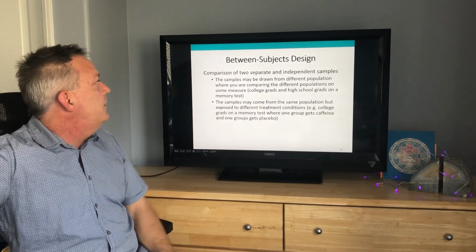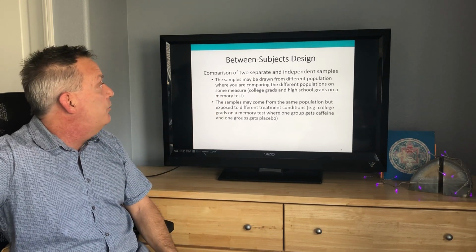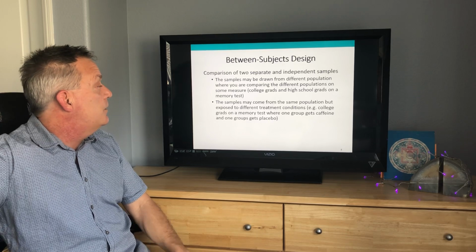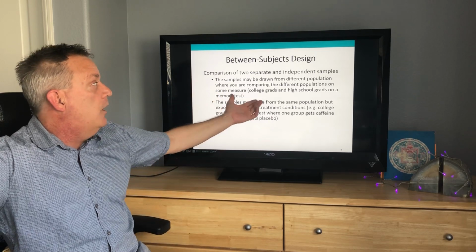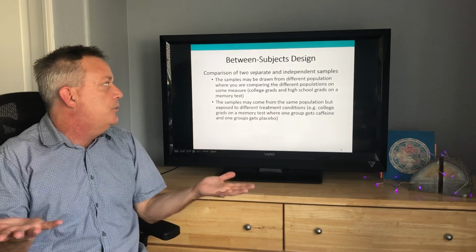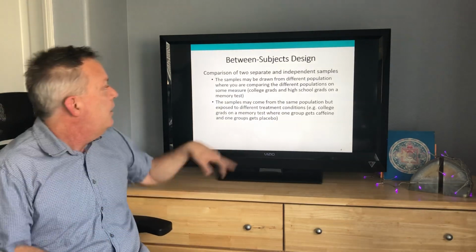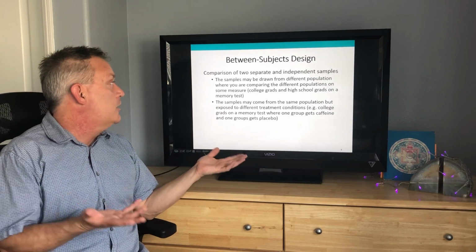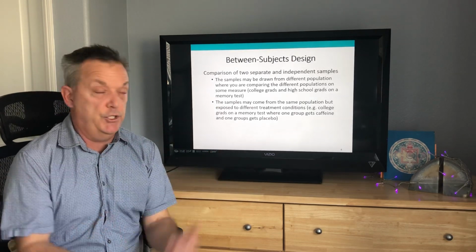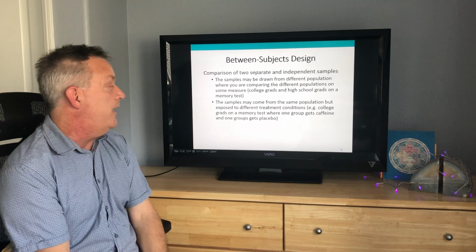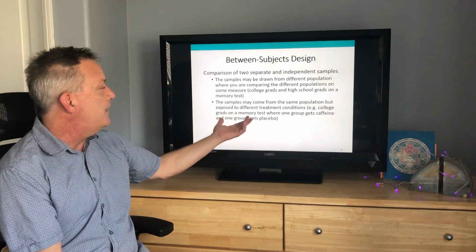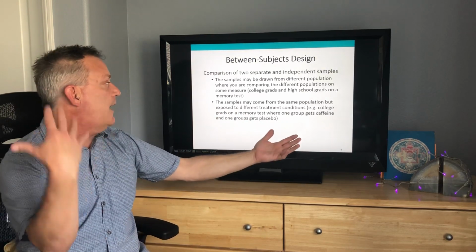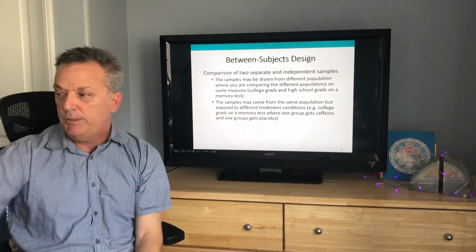Right here, the samples may be drawn from different populations where you're comparing the populations on some measure. For example, college grads versus high school grads on a memory test. Or the samples may come from the same population but be exposed to different treatment conditions, for example a memory test where one group gets caffeine and the other group gets a placebo.